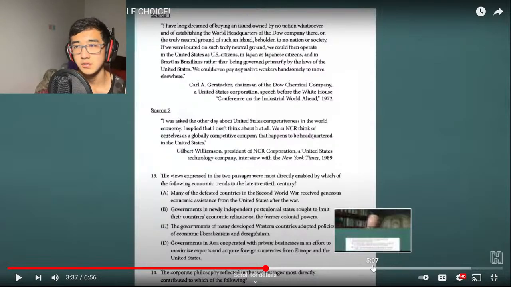So this is like pro. It's like this is for colonizing into non-nationalized territory. Then source 2 is about the NCR being a globally competitive company. So I think they might be different or something. Not sure.